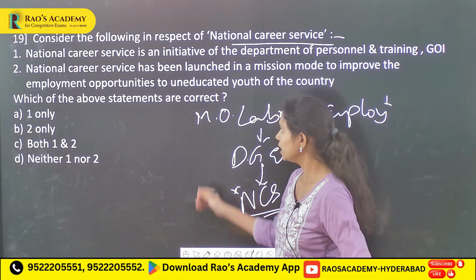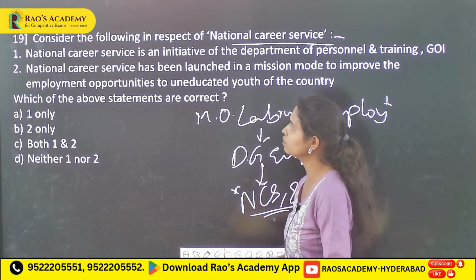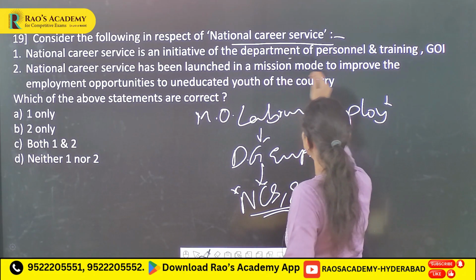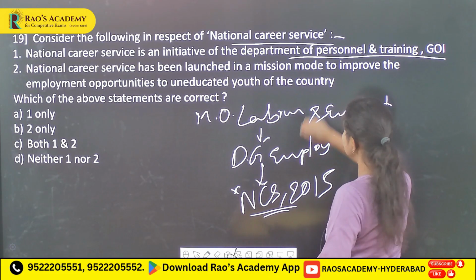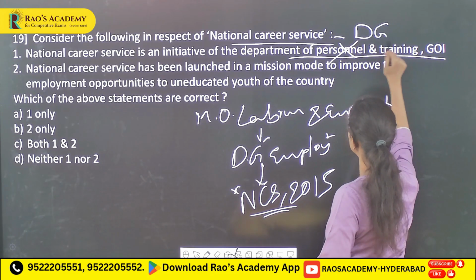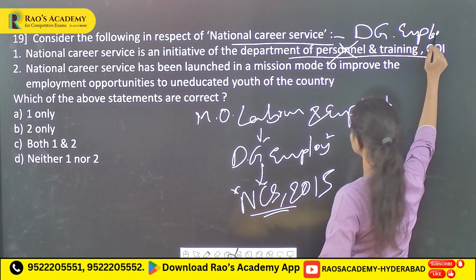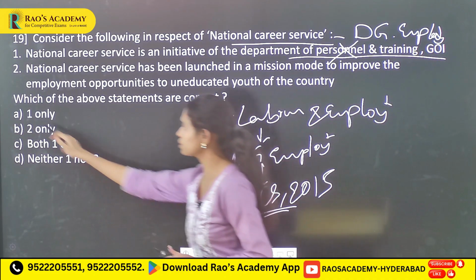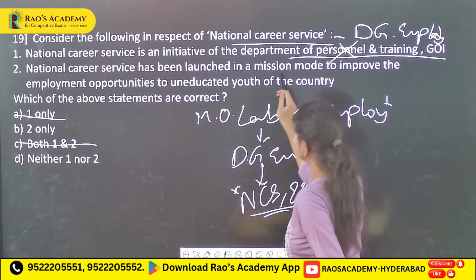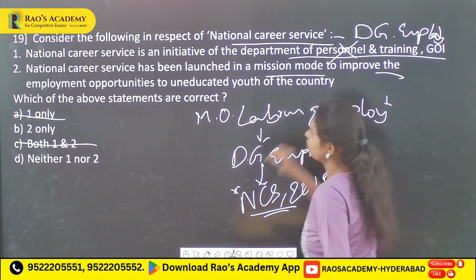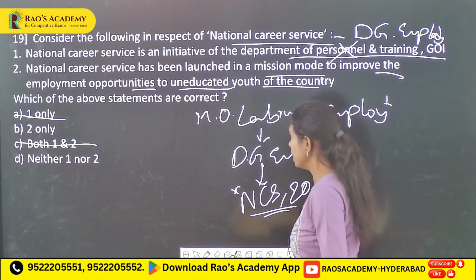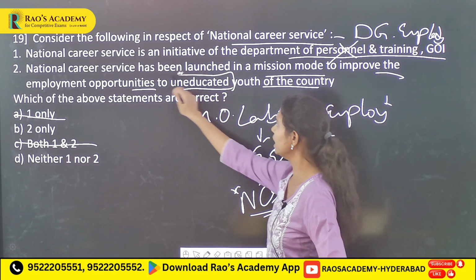So if you see the different statements with regard to National Career Service, the first says it is an initiative of the Department of Personnel and Training. It is not the Department of Personnel and Training, but actually the Directorate General of Employment. So the first one is incorrect. Then, National Career Service has been launched in a mission mode in order to improve the employment opportunities of uneducated youth of the country. So here it has mentioned the uneducated youth.